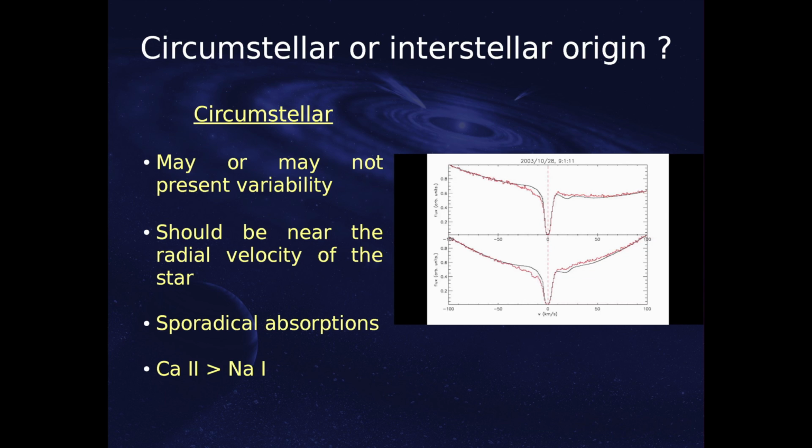And I follow certain rules. So circumstellar gas could present or not present variability, but interstellar gas is going to be stable all the time. This circumstellar gas should be near the radial velocity of the star because it belongs to the same system, so it all should have a similar velocity. And you'll see these sporadic absorptions which are not going to be caused by the interstellar medium, only because of exocometary activity. And the composition also should be heavier on calcium than sodium, but that's a very general rule and there are exceptions.